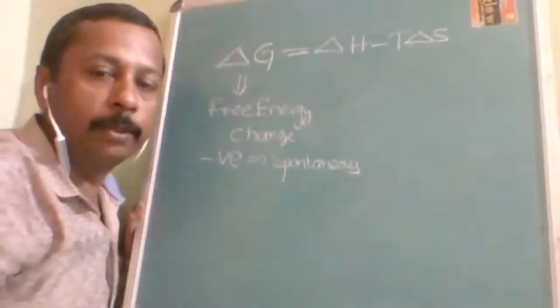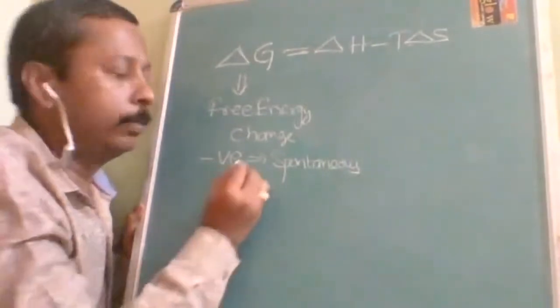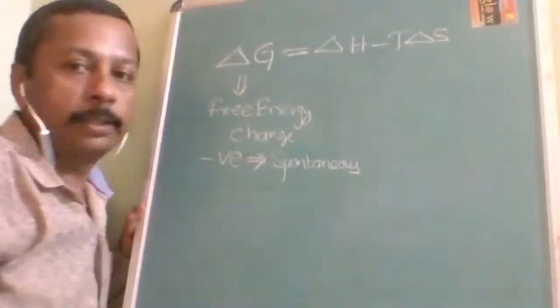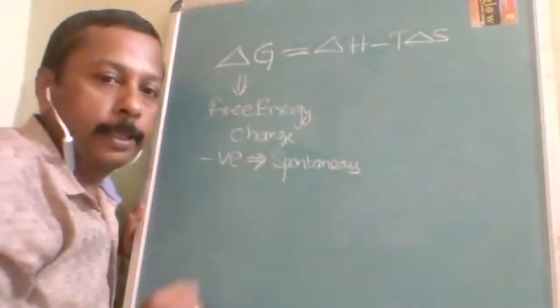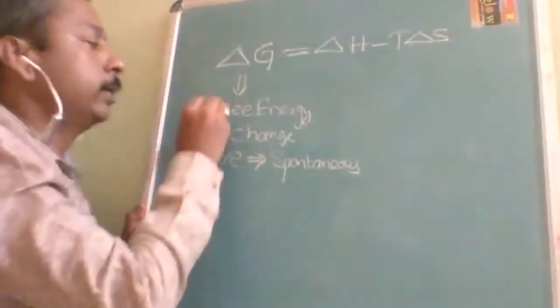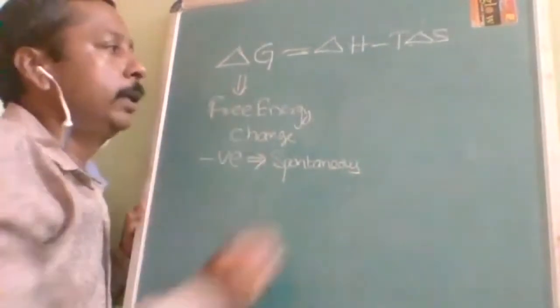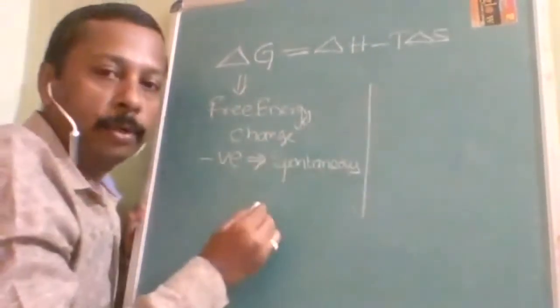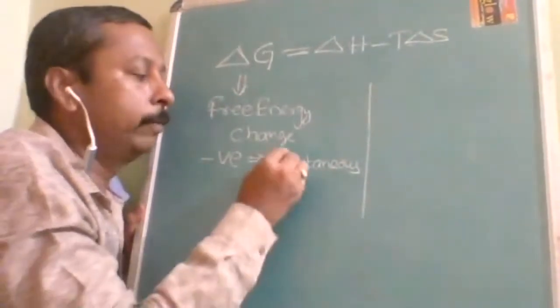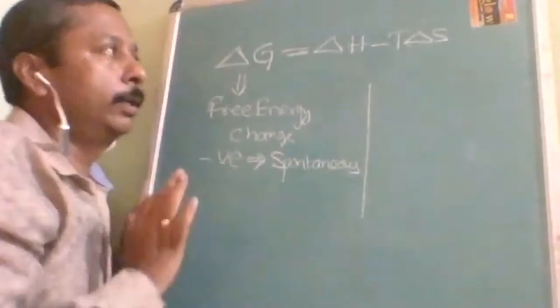That means feasible. Whether a reaction is feasible or not, just the sign of delta G will tell you. For a reaction, if it is negative, then the reaction is spontaneous. If it is not negative, then it is non-spontaneous. More negative, more spontaneous. Less negative, less spontaneous. More positive, more non-spontaneous. That is only required.